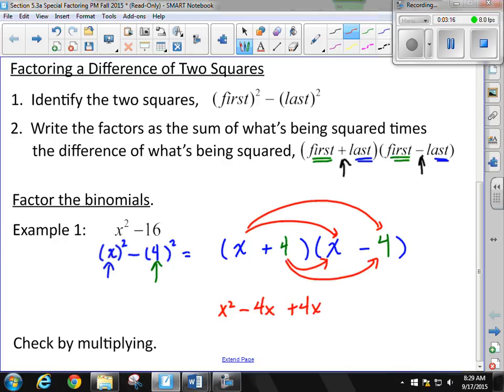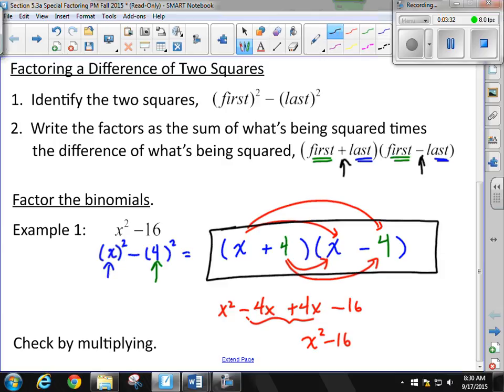And 4 times minus 4 is minus 16. Notice my middle terms cancel out. Negative 4x plus 4x is 0. So I have x squared minus 16. That's the polynomial that I started with. So I know that I factored correctly. X squared minus 16 is equal to x plus 4 times x minus 4. I'll do a few more examples.